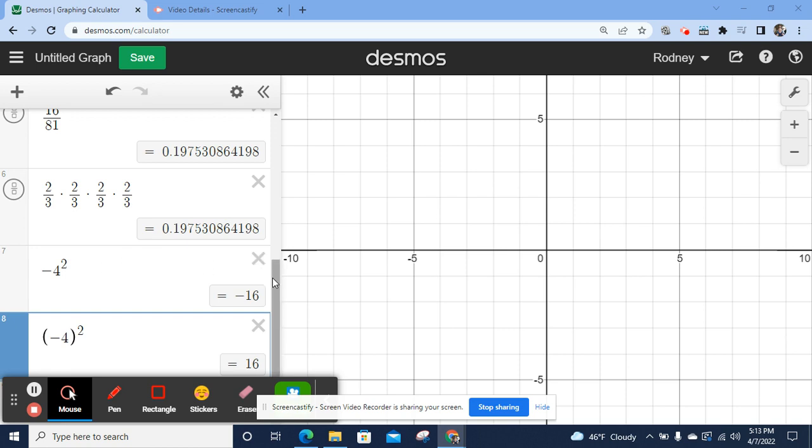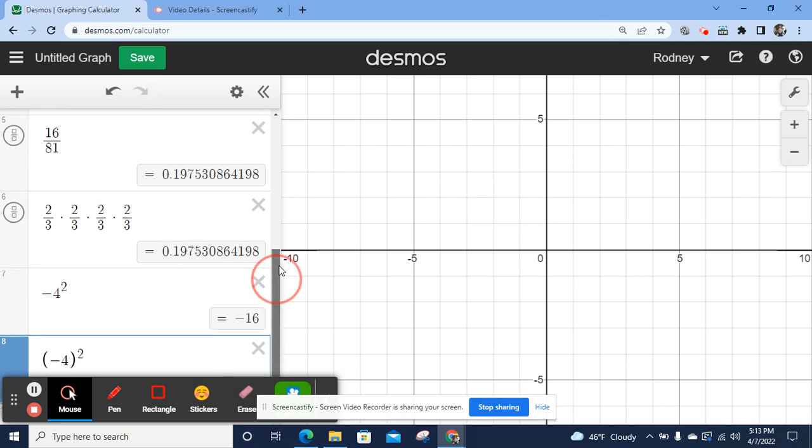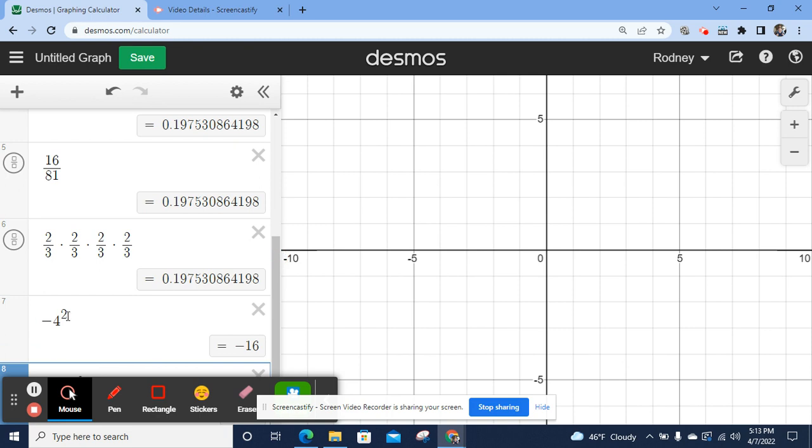Hi, this is Mr. Ward, and I'm doing a quick follow-up on the basics of exponents. Just a little bit about notation when you are writing an exponential expression. What if the base that you're dealing with is a negative number?